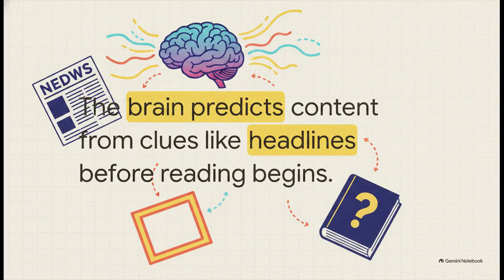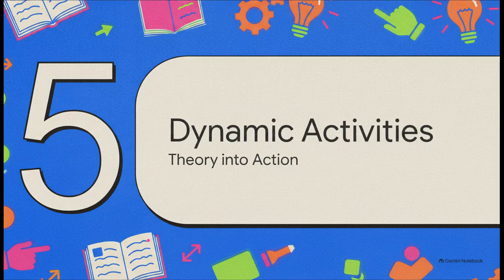Trigger this active prediction process before your students read a single word. Section 5. Dynamic classroom activities. Putting theory into action. Okay, action phase. How do we take these abstract principles, like prediction, engagement, and exploiting the text, and turn them into dynamic things you can do in your classroom today?